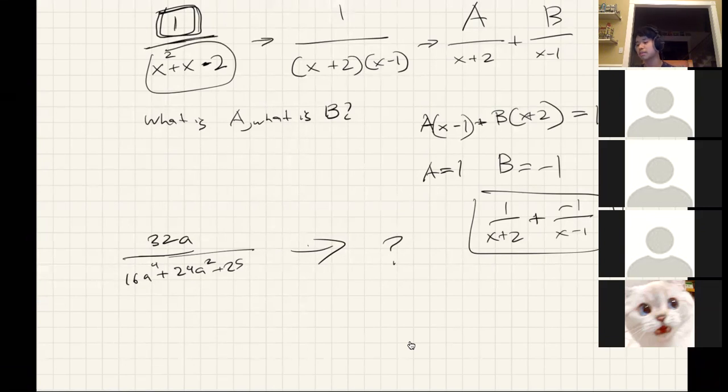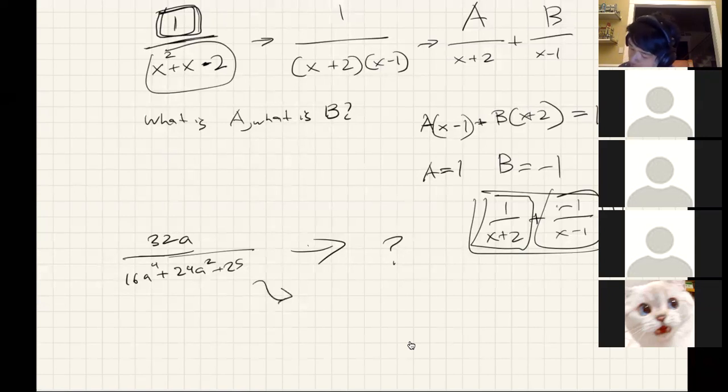Oftentimes, if we have a sum, then we're going to have a lot of these -1 over x minus 1 terms, and a lot of them are going to cancel out with the 1 over x plus 2 terms, just because of the way that we've written the summand that we're working with.